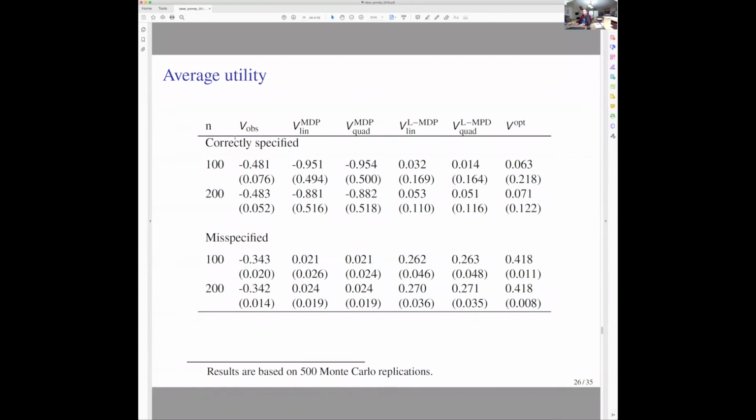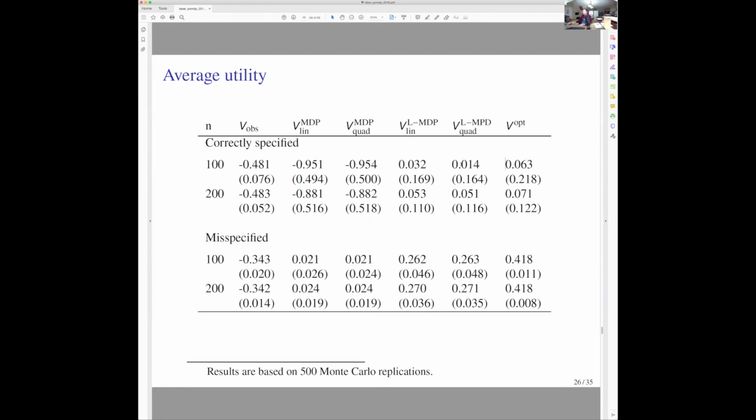So in the correctly specified case, the observed value was about, sorry, 0.48. And the linear MDP in this case is actually worse, -0.95. And so it really is getting a lot wrong here in terms of the treatment recommendation. So it's worse than what clinicians were doing. Same thing for the quadratic model for the MDP. Whereas if you use the latent structure, the value is basically about 0. And so it's significantly better than the value as it was assigned, and it's very close to the optimal value, which is 0.063 and 0.071 here. These are really the same value. We had to estimate these with Monte Carlo, so that's why they're different. They're the same.